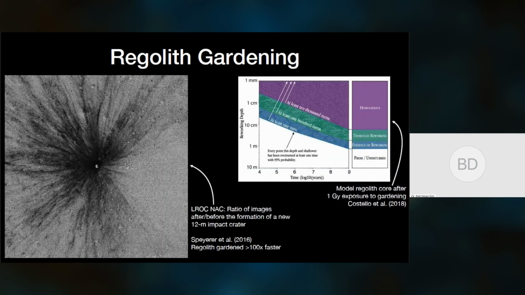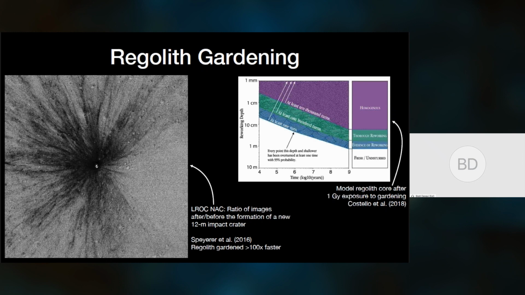Next slide, please. We also have spectacular new information about how the regolith is gardened, how it is turned over and reworked by impact events. You'll hear from Emerson Spiro later, but here you can see a ratio of images from LROC that were taken before and after the formation of a new impact crater. And even though this crater is tiny, it's just 12 meters, it's that little bright bit in the center there, its ejecta has affected the surface nearly 2,000 meters away.